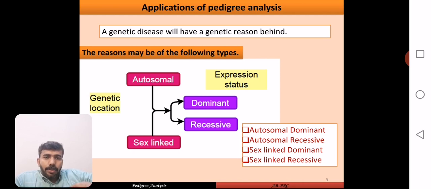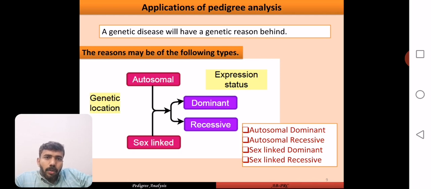Okay, so when you consider a trait, this trait could have four possible expression statuses, or four possible genetic statuses, right? And this is based on two criteria. One is based on the genetic location, the other one based on the expression status. When you make it more specific to a clinical condition, that means a genetic disease, a genetic disease will definitely have a genetic reason. There will be a gene behind a genetic disorder, and this gene may be of either of the four types, based on either their genetic location or their expression status. Clear?